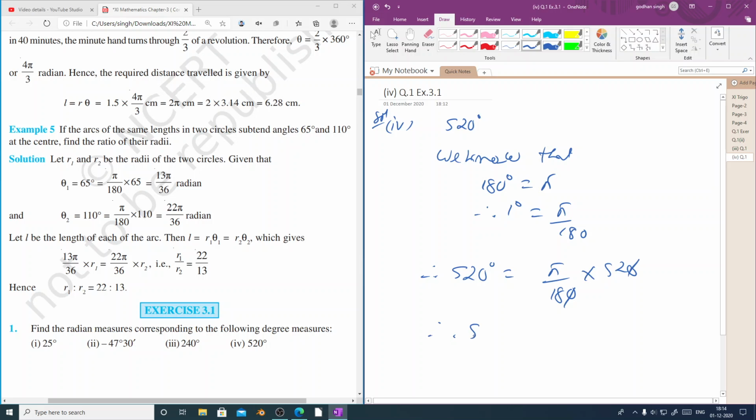Therefore we can say that 520 degree equal to pi. We can divide 52 and 18 both by 2, so this will become 26, and this will become 9, and now we can see that there is nothing common in them, so 520 degree can be written as equal to 26 pi by 9 radians. So this is the answer of question number 1. All the parts have been completed with this.